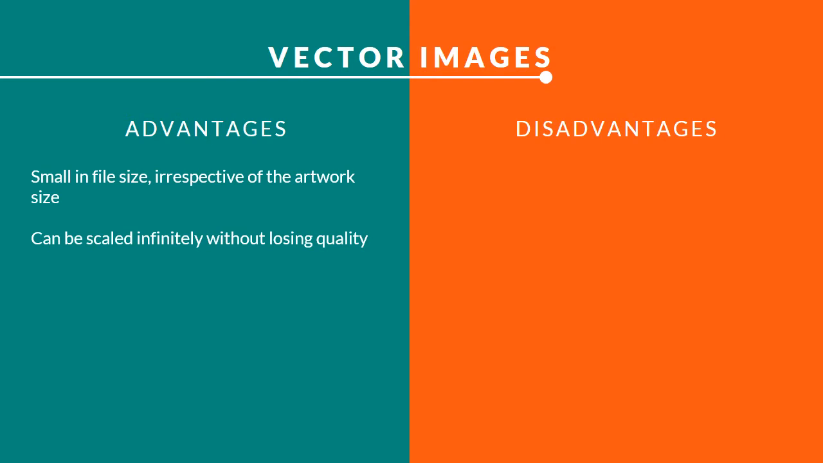Okay? So vector images are also quick and easy to convert to a raster image. So nasabi ko kanina, you simply export it or save it using the JPEG, bitmap, or GIF file extensions.